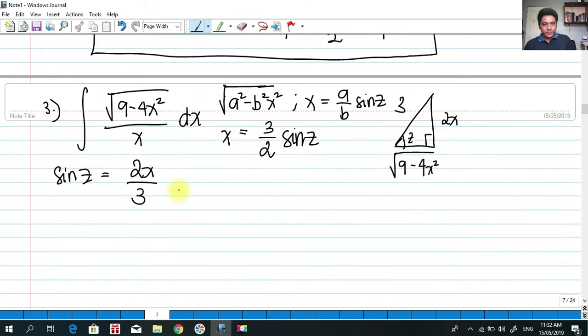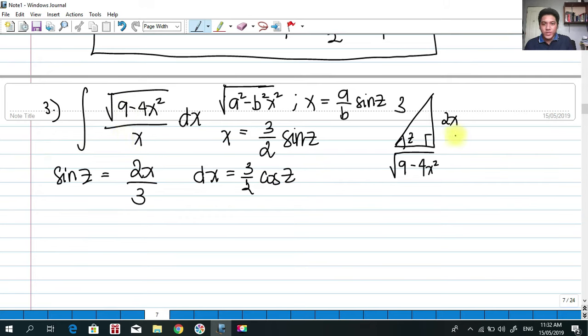So, and again, we're going to get the dx. dx is the derivative of 3 halves sine z, which is 3 halves cosine of z. And again, we're going to get the square root of 9 minus 4x squared.